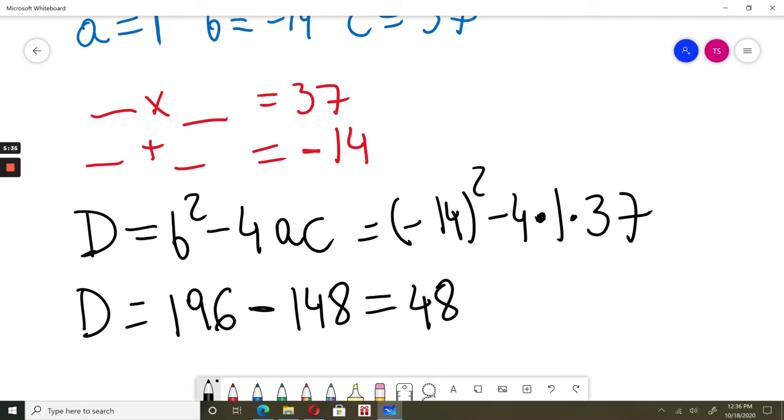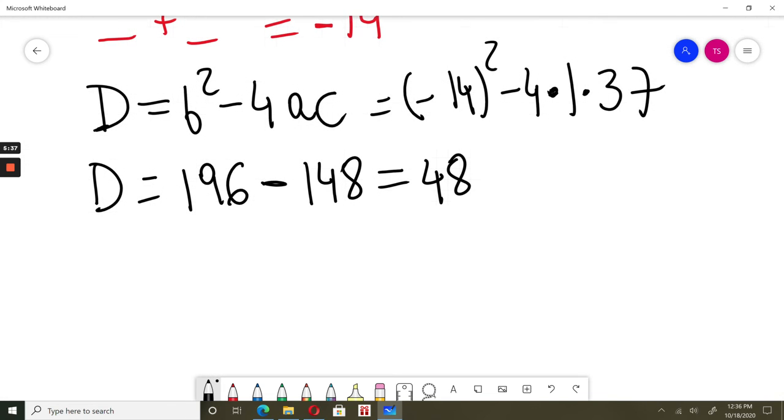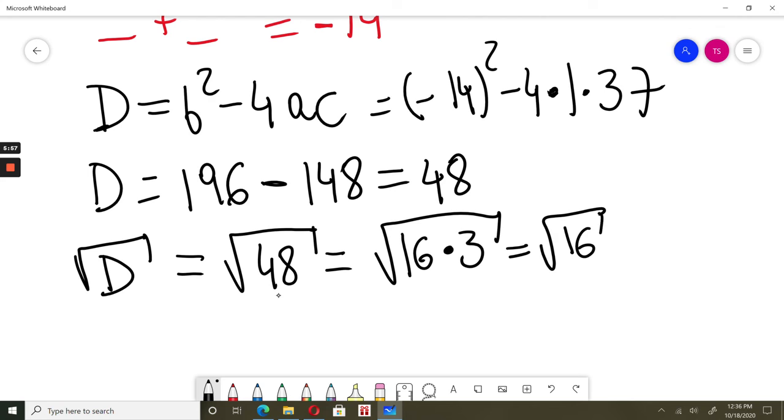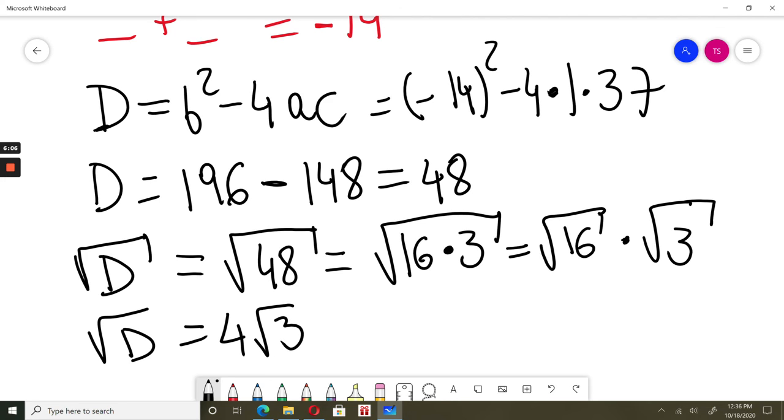That's the discriminant. The discriminant is positive, so I know I will have two solutions. But in the calculation, I already need the square root of the discriminant. So I will calculate the square root of the discriminant first. This will be the square root of 48. I know 48 is 16 times 3. So I will use properties of square roots. This will be the square root of 16 times the square root of 3. So the square root of the discriminant will be 4 square root of 3.